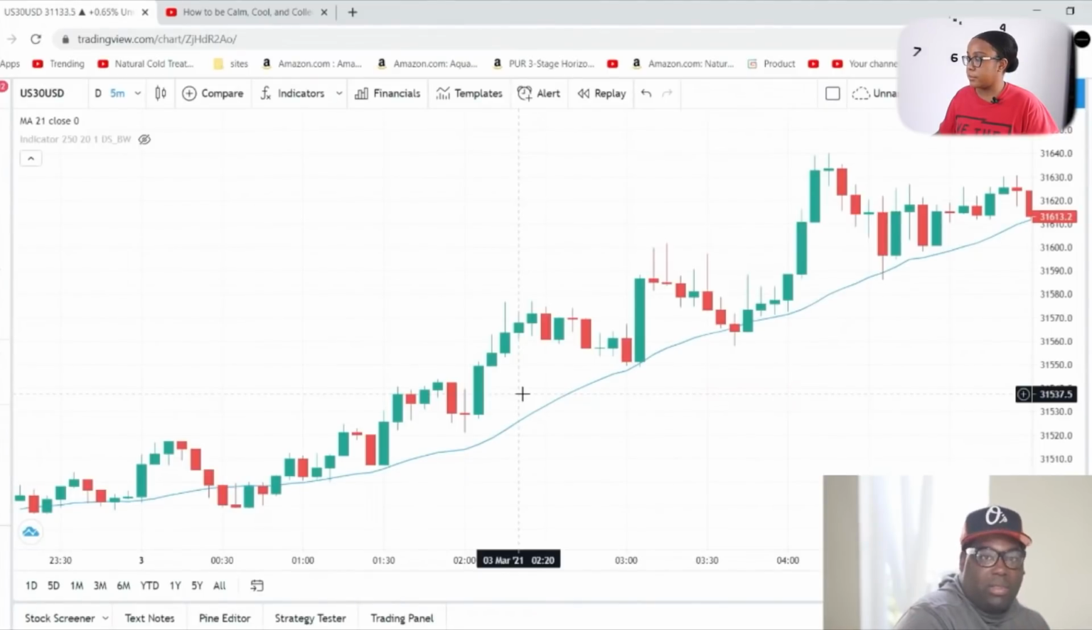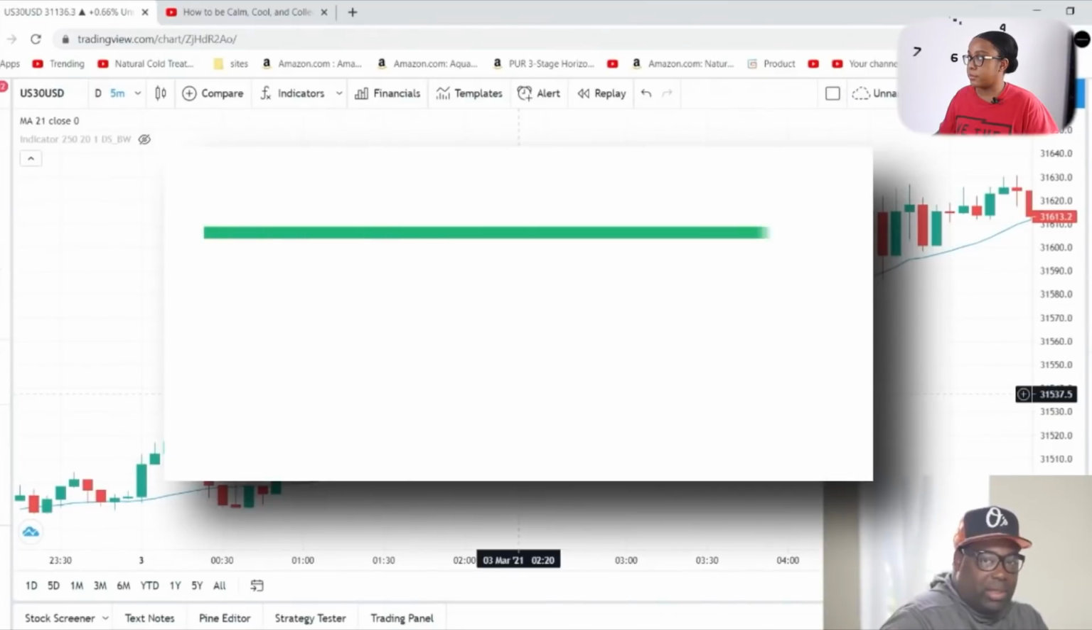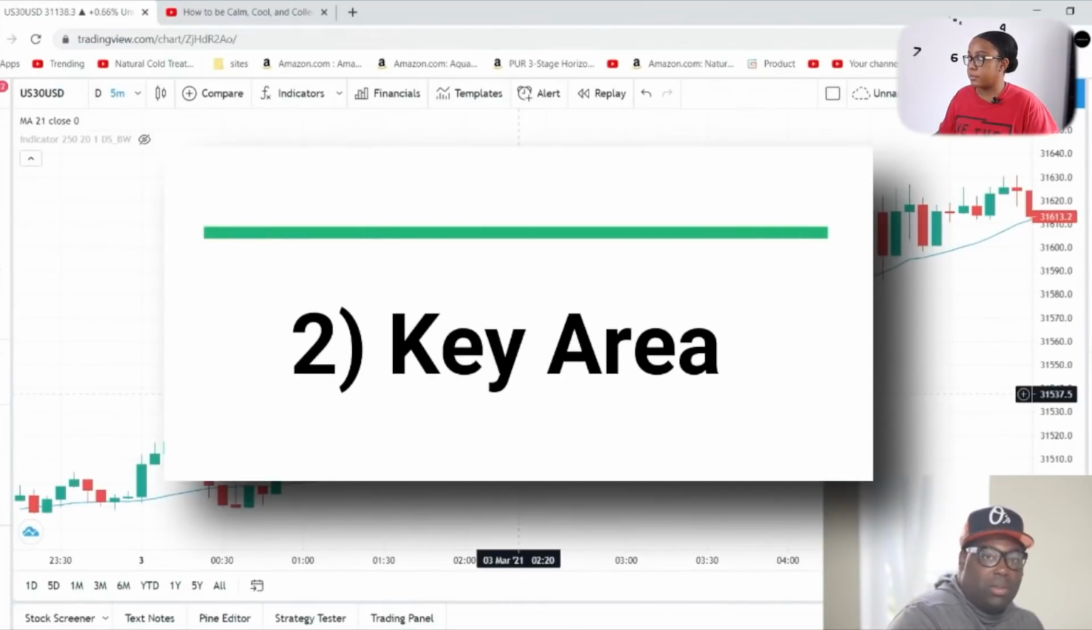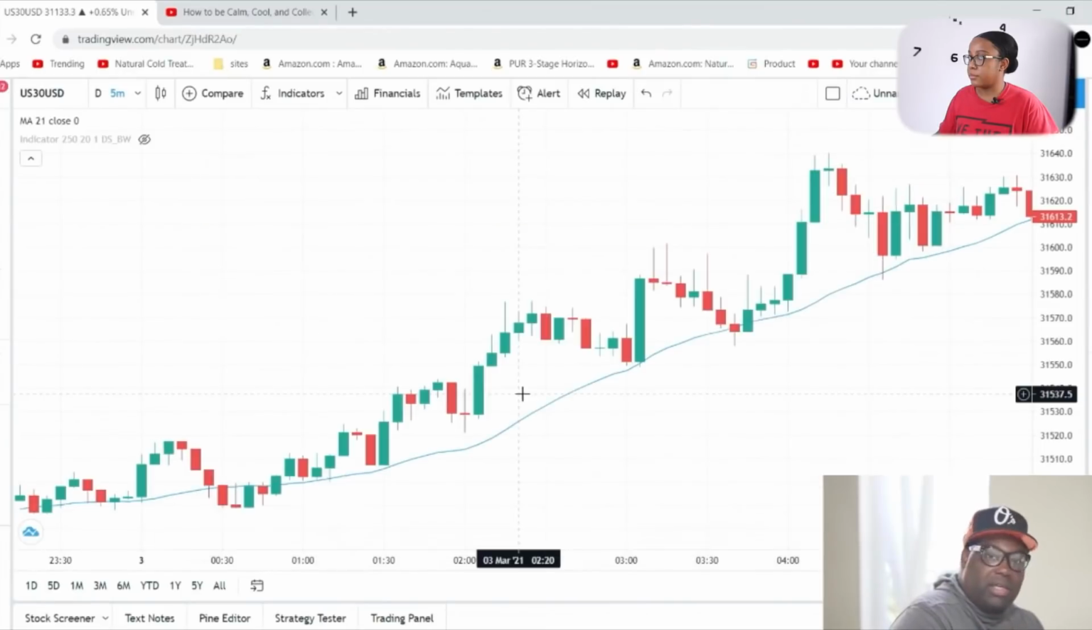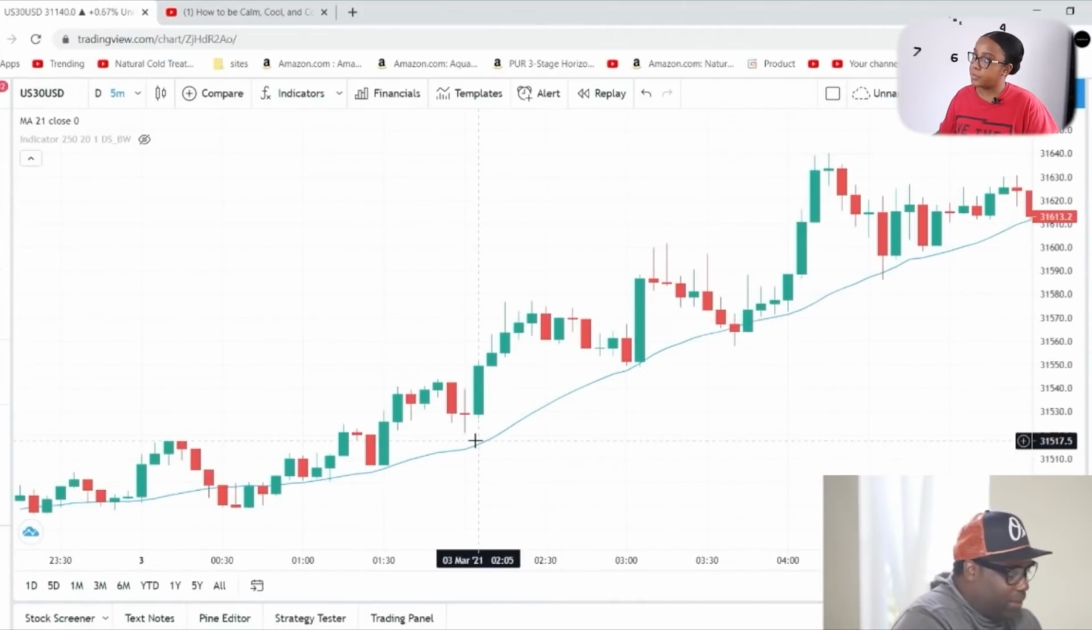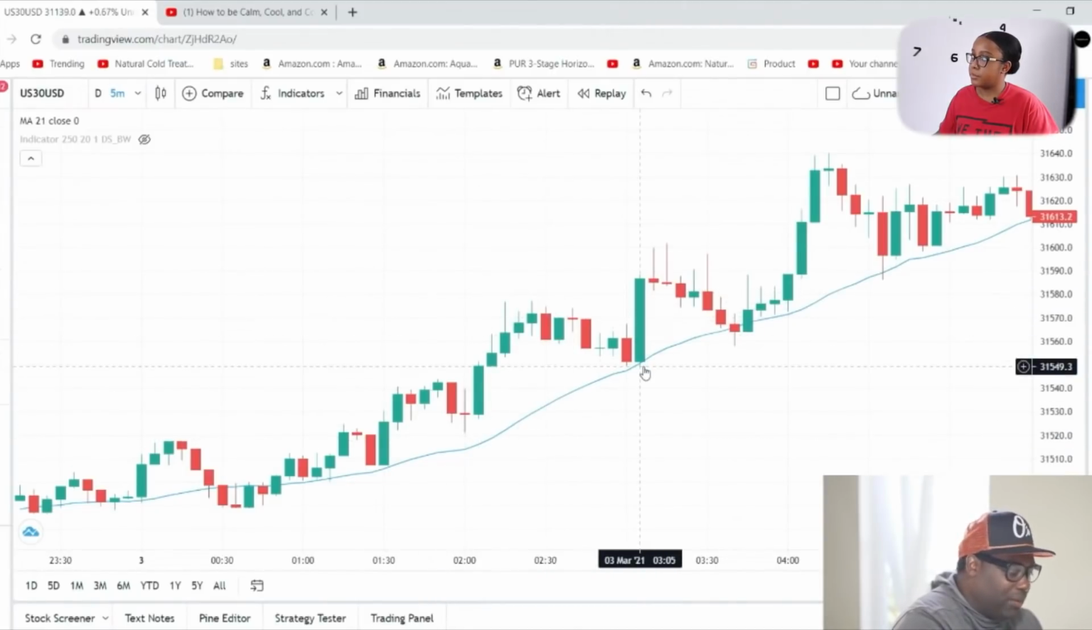Now, the second thing you need, guys, in order to build a right strategy is a key area. All the professional traders that I know have key areas. They wait for price to come to that certain key area, and then they wait to take the trade. So in this video, we're going to use the 20 moving average for a key area. So let's say that you are waiting for price to come back to that 20 moving average.